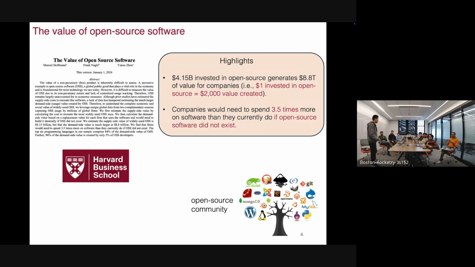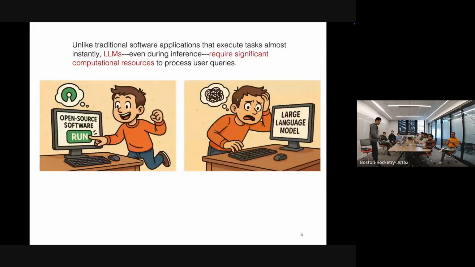In case you don't know the value of open source software, this is a recent paper Harvard Business School put together. I'm just going to share two main takeaways I got from this paper. A $15 billion investment in open source can generate $80 trillion for companies. In other words, a $1 investment in open source can create $80,000. And the second takeaway is that companies would need to spend 350 times more on developing software if open source never happened.